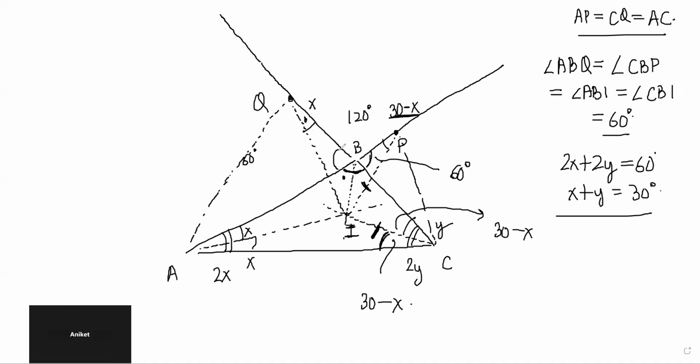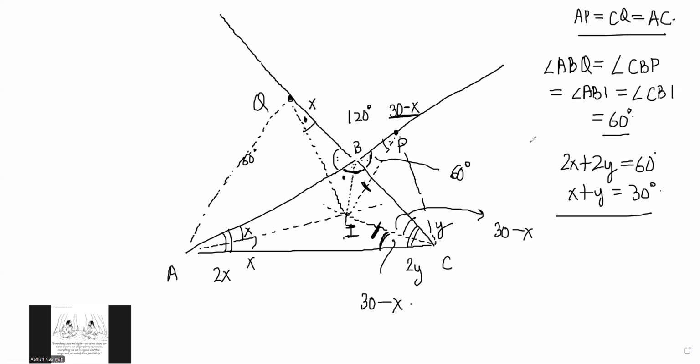Then it is 240 plus this 30. Total angle is how much? 60 plus 60 plus 120 is 240. This plus this is 30. So then it is 270, so PIQ is 90.